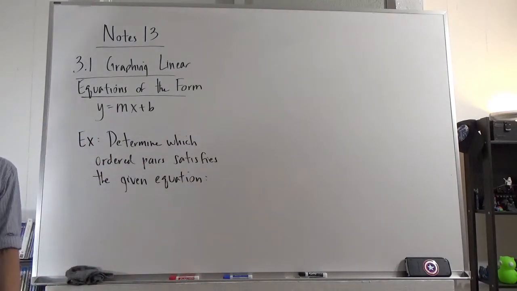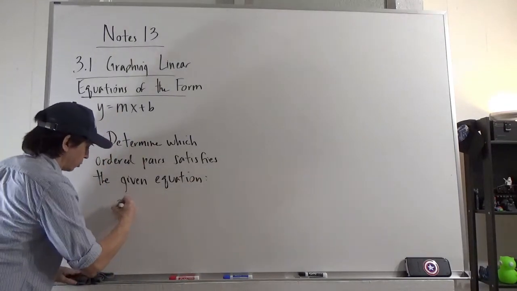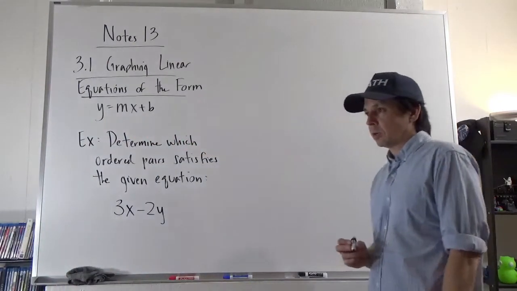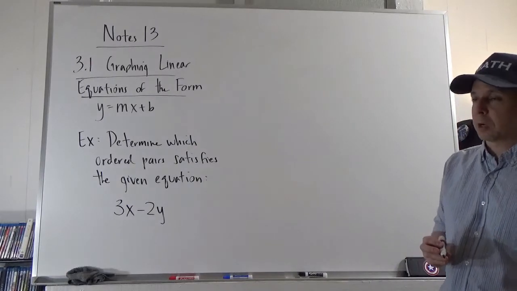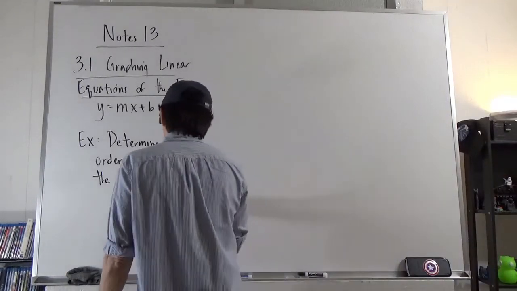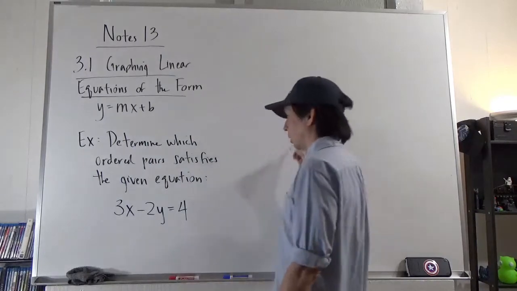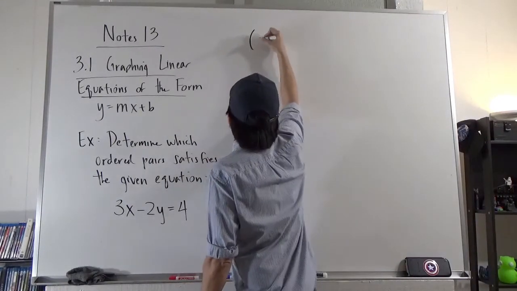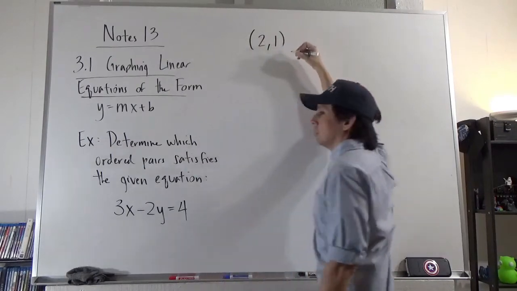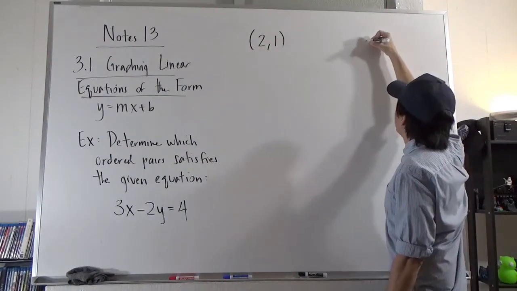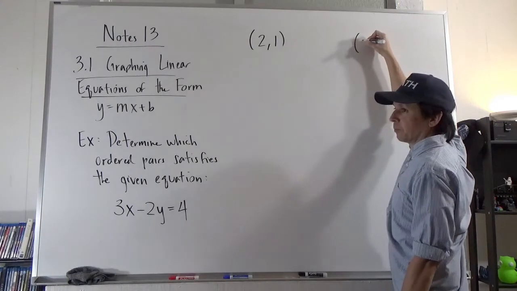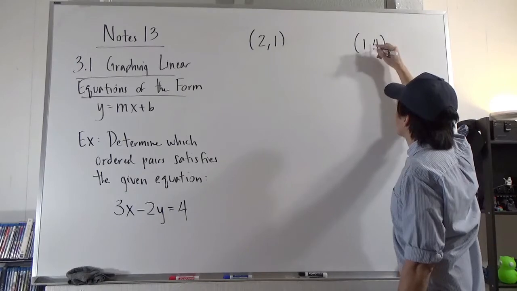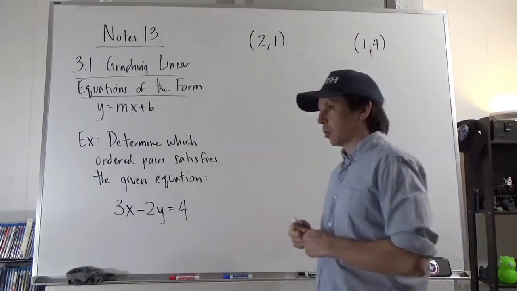The equation I'm going to give you is not of this form yet. We'll get to a form like that in a bit, but I'm going to give you a linear equation, an equation of a line in a different form. 3x minus 2y is equal to 4. And over here I'm going to start giving you some ordered pairs. I'm going to do 2 together with you, and then I'm going to give you 2 to do on your own. Two comma 1 and 1 comma 4. We'll do them one at a time.